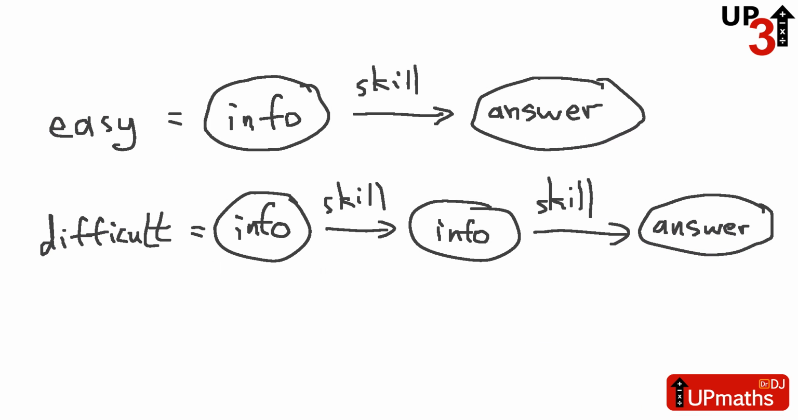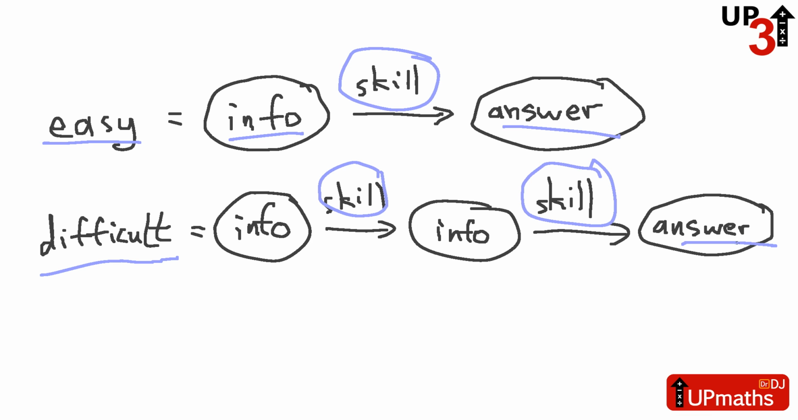Okay, this is the second and last page we're going to look at. This is another way of thinking about exam questions. An easy question is one where you've got some information, you have to use a skill, maybe differentiation, and then you find out what the answer is. And a difficult question is one where, well, I don't really need to spell it out, do I? You have to use two skills, so maybe you have to differentiate, and then you use that to substitute something to then find out what the answer is.